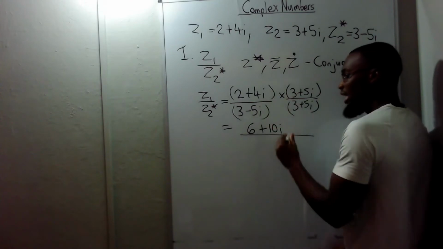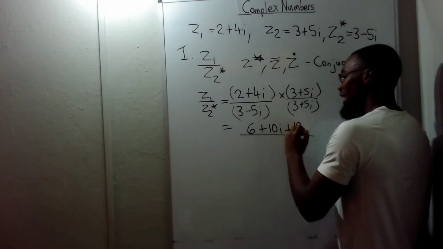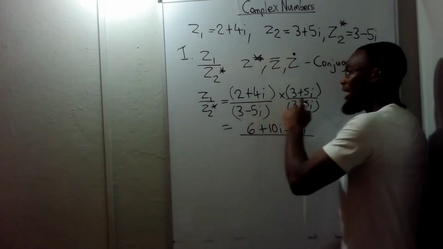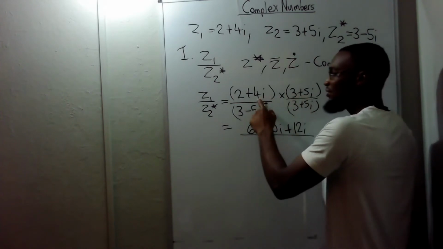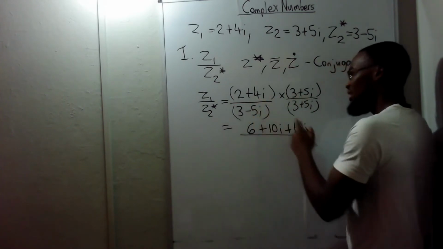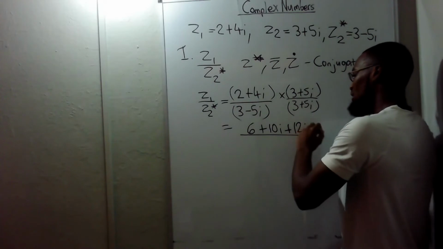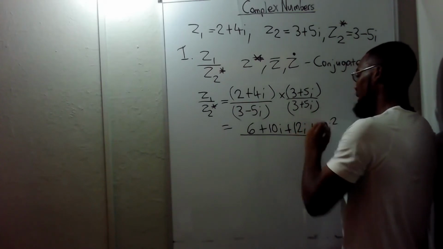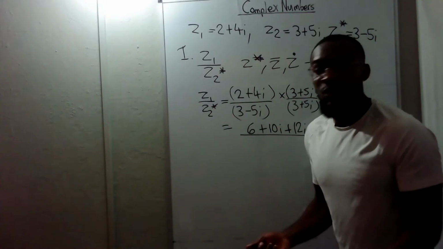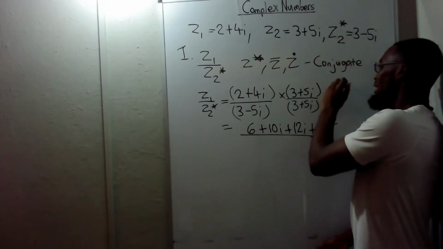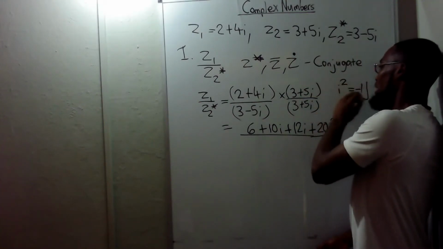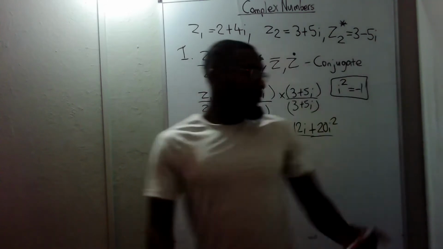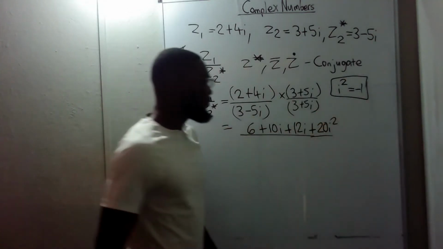4i times 3 is 12i. And then 4i times 5i: 4 times 5 is 20, i times i is i squared, so that's 20i squared. But then what is i squared? Bear in mind that i squared is negative 1. Always remember i squared is negative 1.